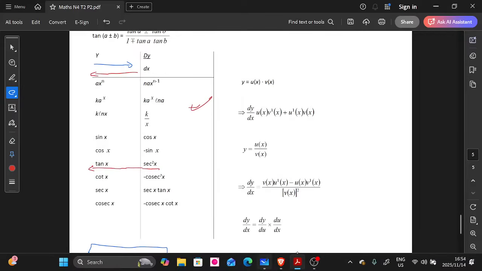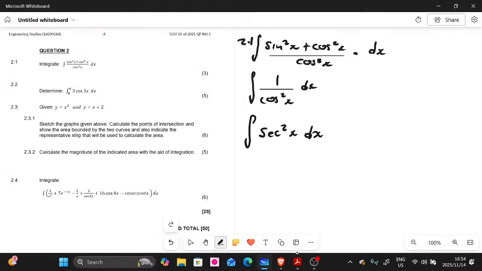So let's go back to our question. So we have sec squared. So the integral of sec squared is just going to be tan x plus c. So I hope everyone is fine with this. That's basically how you answer this question here. So this question was out of 3 marks.